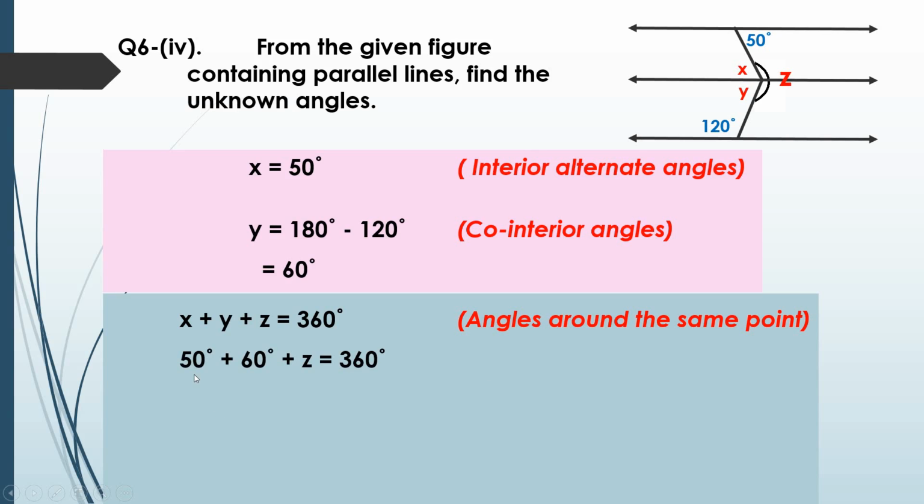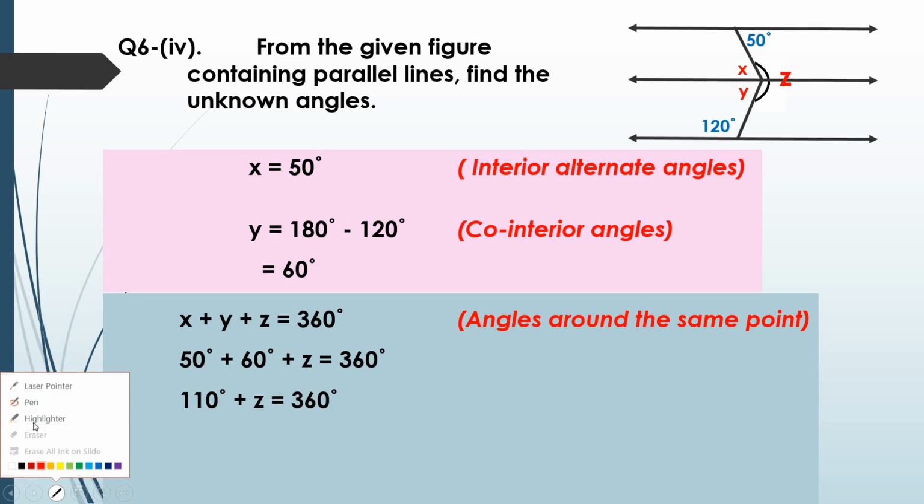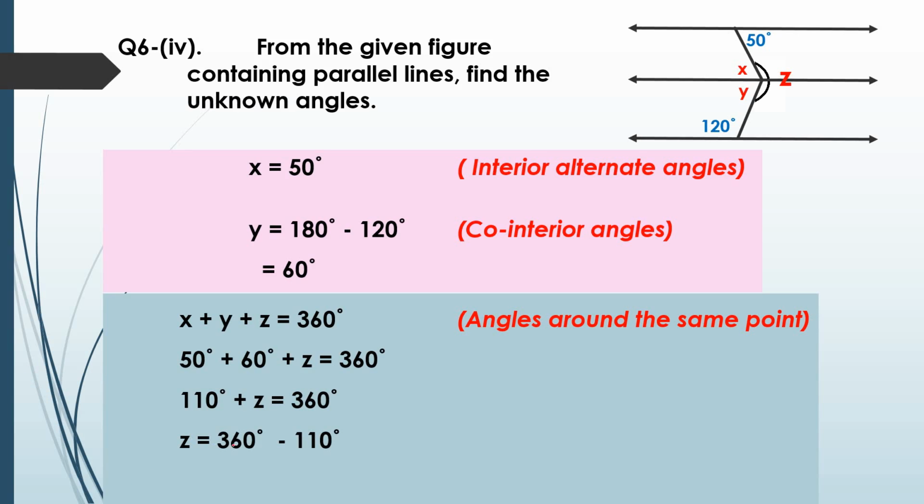Now we have found the value of X, so we will substitute over here 50, Y 60 degree plus Z, which we have to find, equals 360 degree. When we solve this, we get 110 degree plus Z equals 360 degree. So we'll take this 110 to the other side of the equal sign, which becomes Z equals 360 degree minus 110 degree. And when we solve this, we get Z equals 250 degree. So what is the value of Z that we found? It is 250 degree. So this way you have to use the properties of parallel lines as well as transversal to solve the different problems given in chapter number 14b.